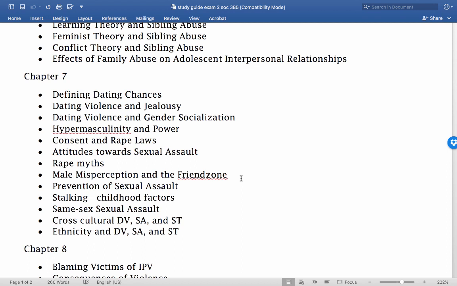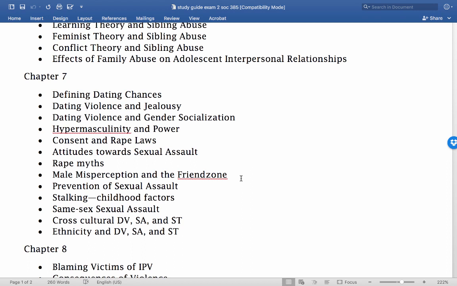When it comes to jealousy, it's just the problem that a lot of people, especially college students, who are the target demo for dating violence, often think that jealousy means that someone cares about them or loves them, which is not positive.